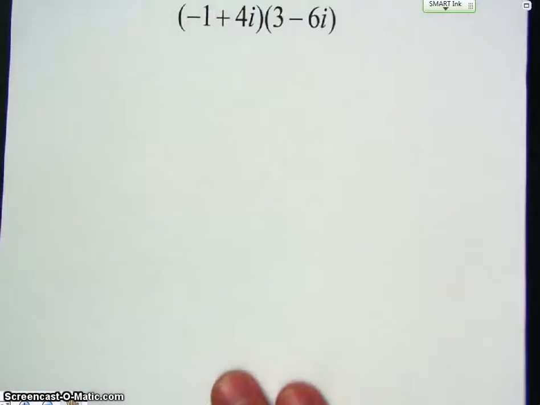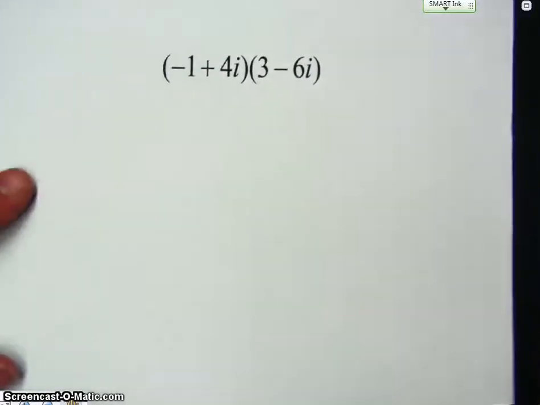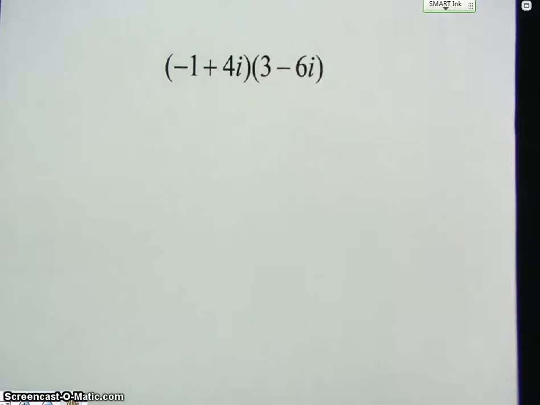All right, for the last one, I want you to distribute again. Or FOIL, whichever terminology you're more comfortable with. Hit pause. Well, first of all, hit pause, do the problem, simplify it, and then when you think you're done, hit play, and then you can compare to how I do it.